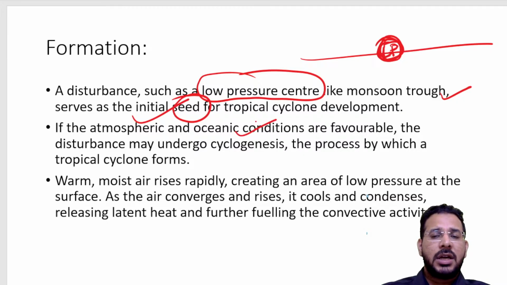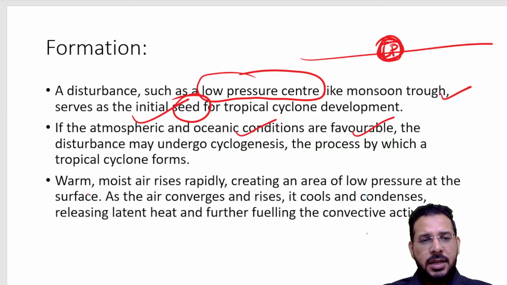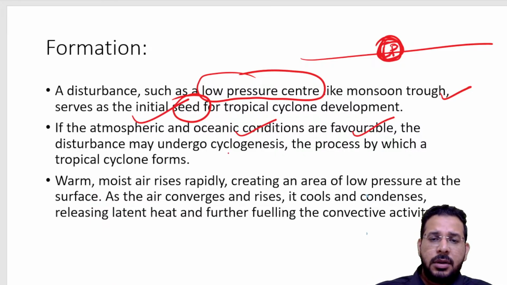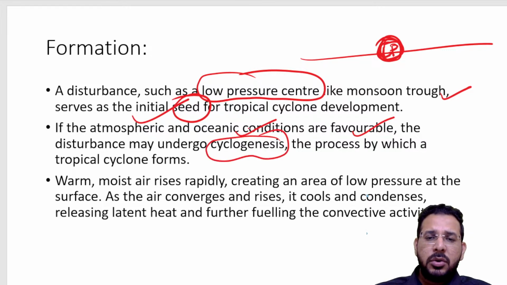If the conditions of the atmosphere and ocean are favorable, as in wind shear is less, there is enough temperature, enough humidity, etc., then this low pressure system might undergo cyclogenesis. Formation of a cyclone is called cyclogenesis, the birth of a cyclone.